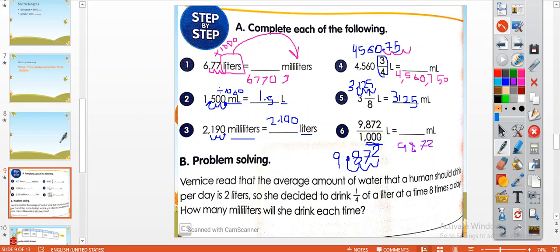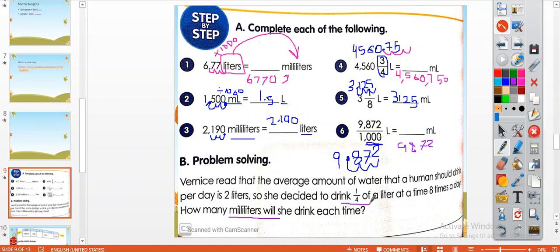Now, look at question B. Bernice read that the average amount of water that a human should drink per day is 2 liters. So she decided to drink 1 over 4 of a liter at a time, 8 times a day. How many milliliters will she drink each time?